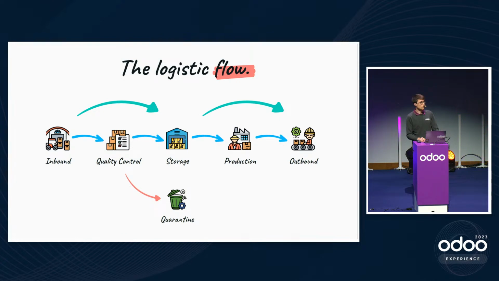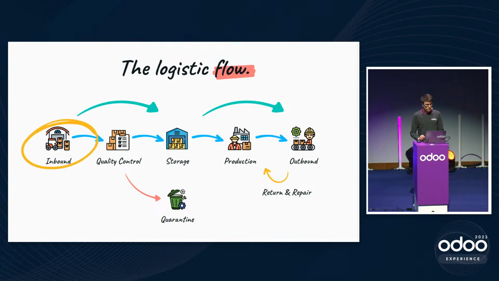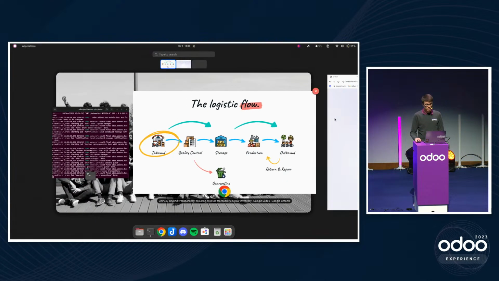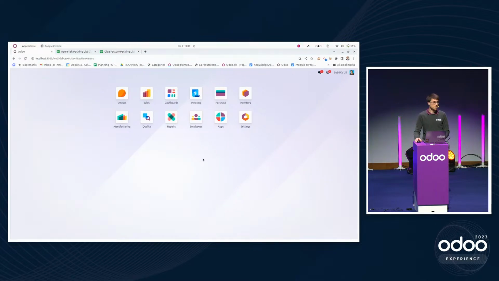At the very end, of course, we want to return some of the items in case we have to activate the warranty of the product. In that case, we will return and repair the items within the company. But let's see first what it means to use lot and serial numbers in the system in Odoo, by checking what happens in the outbound stage.